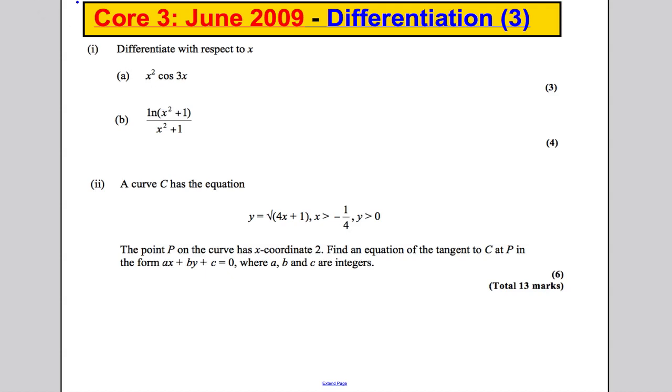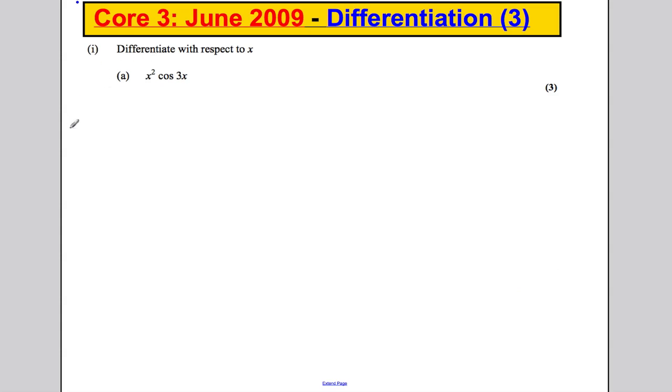Okay, part 1. We were asked to differentiate this, so we're asked to differentiate our function y is equal to x squared cos of 3x. Now, you should be aware this is a product. There's one function u, there's your other function v. We're going to differentiate this by the product rule. So we're going to define u to be x squared and v to be equal to cos of 3x.